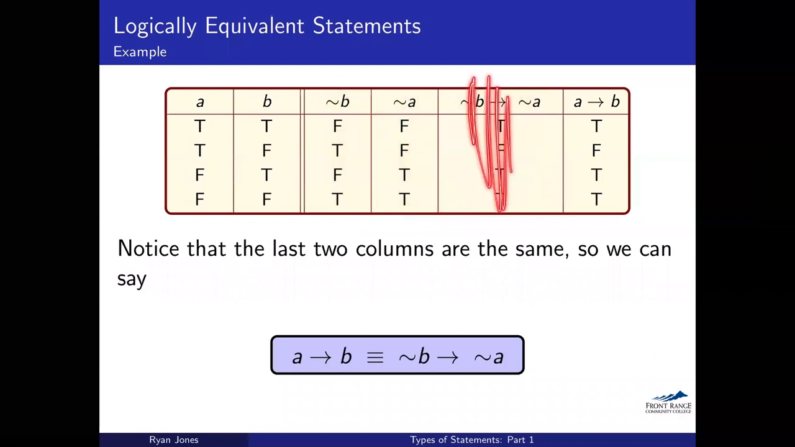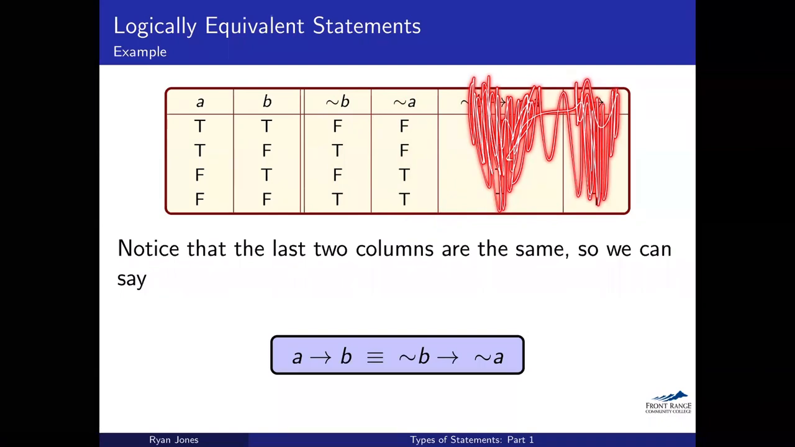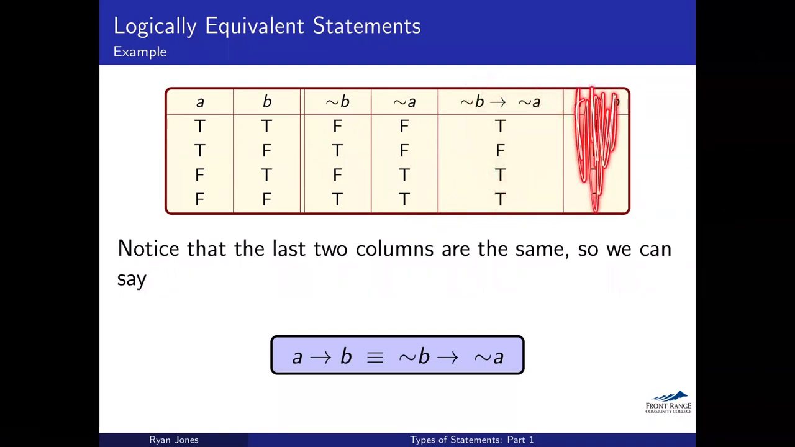Now let's just go ahead and look at these negations here. We've done this several times already. This is me just negating B and A. And when I negate B, I get FTFT. When I negate A, I get FFTT. And now I'm going to do an if-then between those two columns, between the not B and the not A, right?